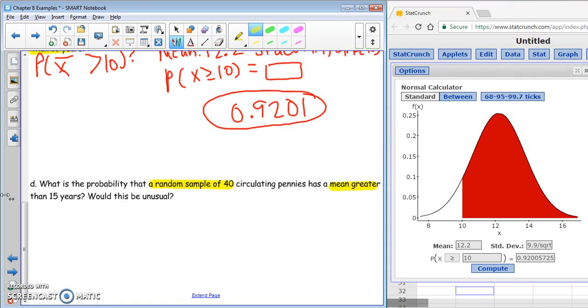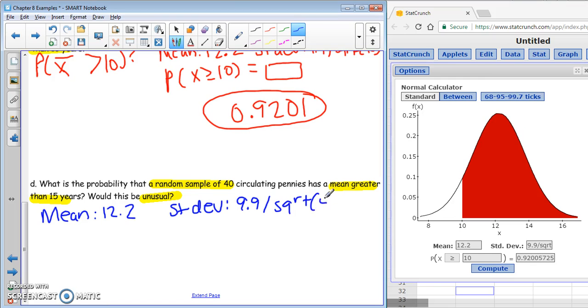And the last part here, we want to know the probability that a random sample of 40 has a mean greater than 15 years, and would it be unusual? So working with the sampling distribution, our mean is 12.2. Our standard deviation is 9.9 divided by the square root of our sample size, which is 40. And we're looking at the probability that X bar is greater than 15.